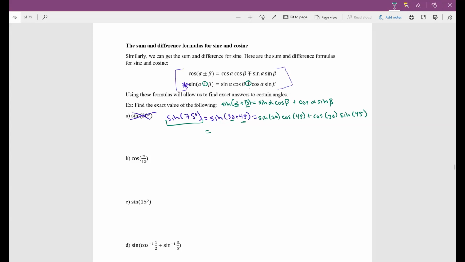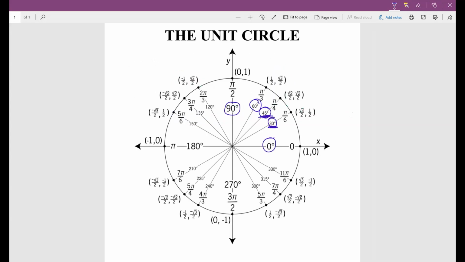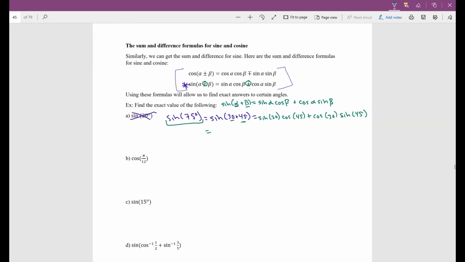Now the next thing we've got to do is look at the unit circle and figure out what the sine of 30 degrees is. Remember that 30 degrees is right here, and here's our x and our y. Our x corresponds with the cosine and the y corresponds with the sine. So in this case, the sine of 30 degrees is equal to 1/2, times the cosine of 45 degrees, which is square root of 2 over 2, plus the cosine of 30 degrees, which is square root of 3 over 2, times the sine of 45 degrees, which is square root of 2 over 2.